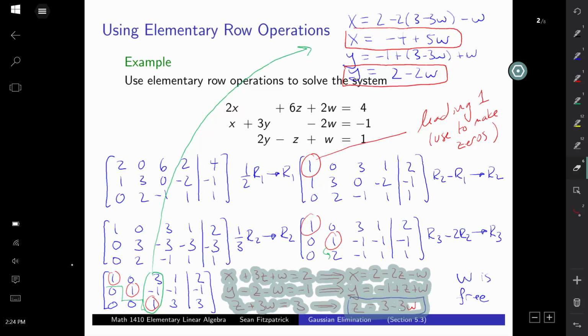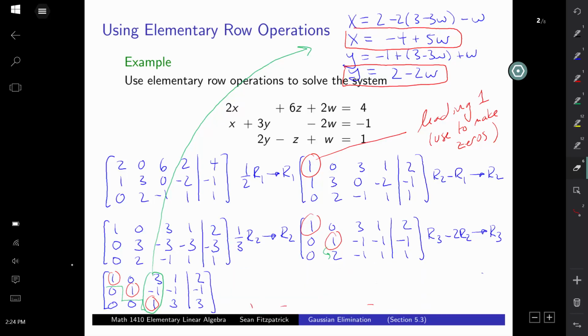Okay. I'm going to do 2 more steps. To be in reduced row echelon form, I have to get rid of the 3 and the -1. So I'm going to do row 1 minus 3 times row 3 into row 1, because that's going to get rid of the 3 for me. If I do row 2 plus row 3 into row 2, that's going to get rid of that -1. So the bottom row is unaffected.